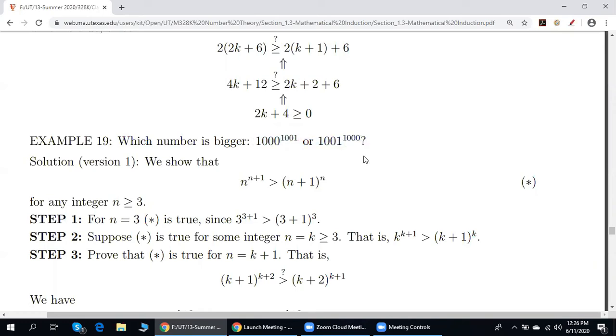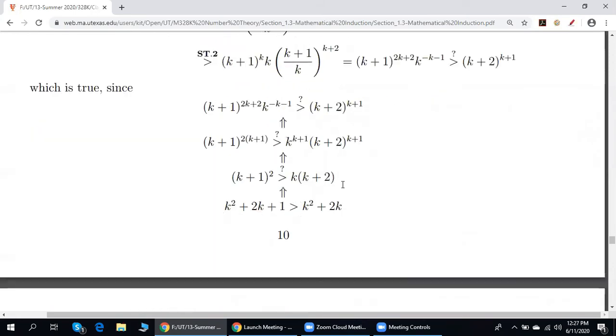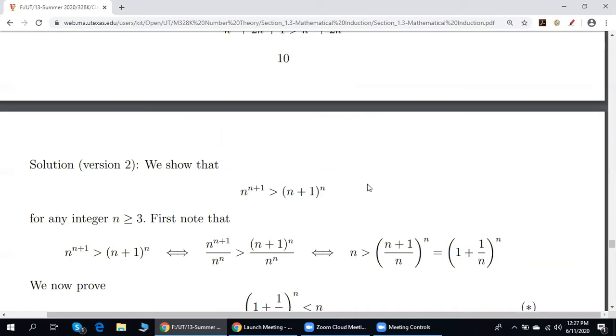Yes, thank you. Okay, guys. But now, please take a look at this. Here it's written solution version 1. It turns out that we can prove this inequality using mathematical induction significantly easier if we modify this inequality first. Please take a look at version 2.